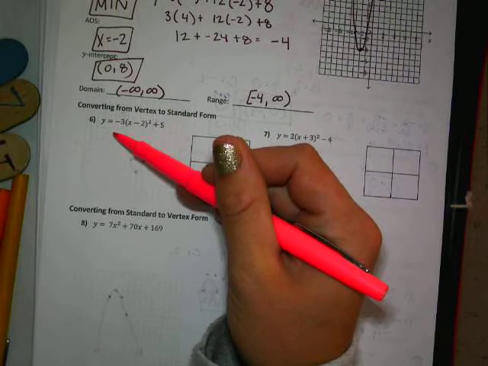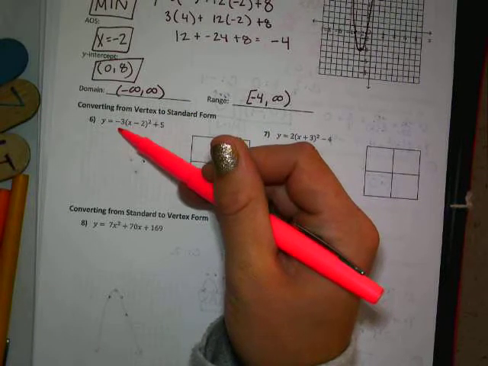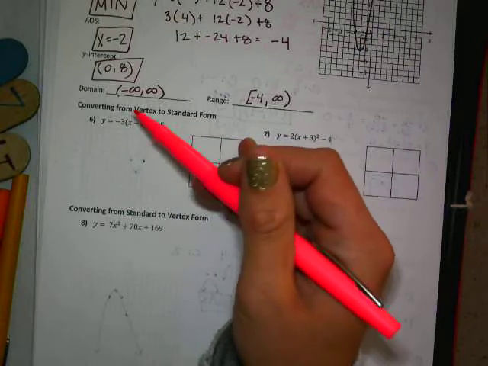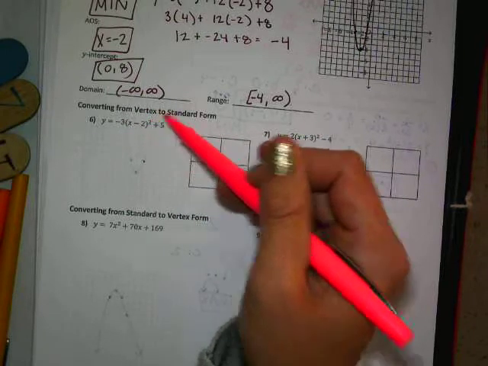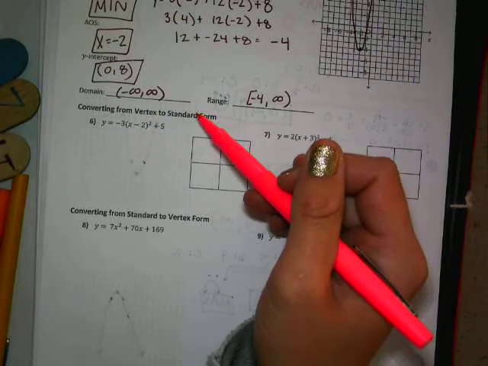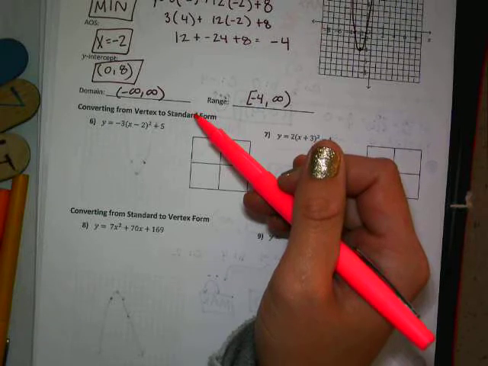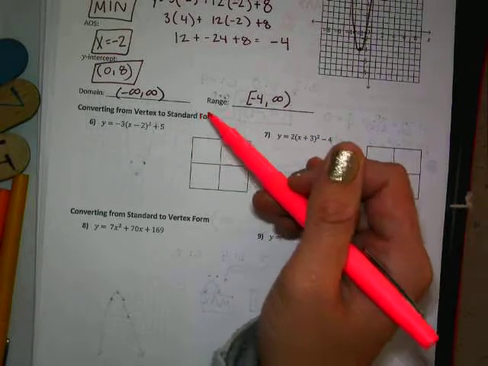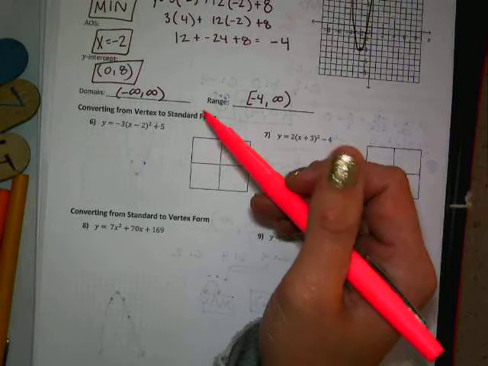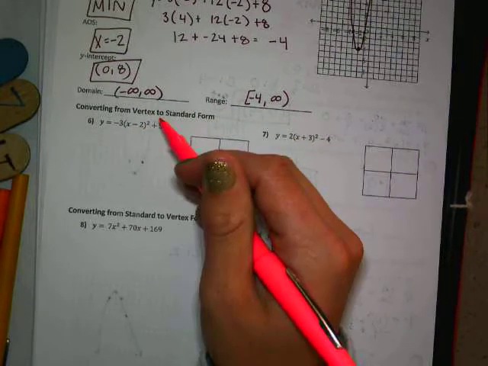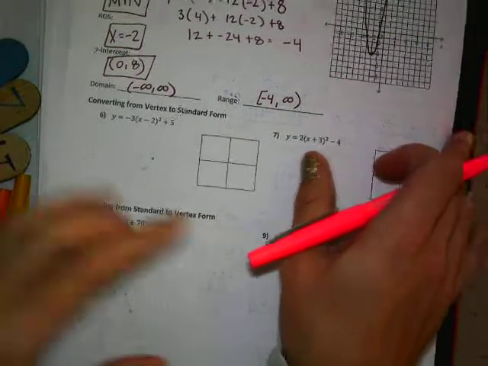Right now, I have y equals negative 3 in parentheses x minus 2 squared plus 5. And I want to multiply all this stuff out, combine all my like terms, and get it into standard form. Because of your order of operations, you have to do the exponent first. So I have this box here if you want to do the box method.